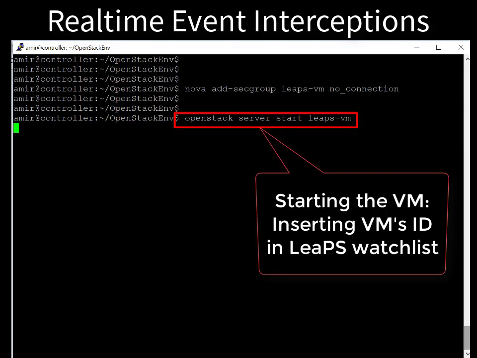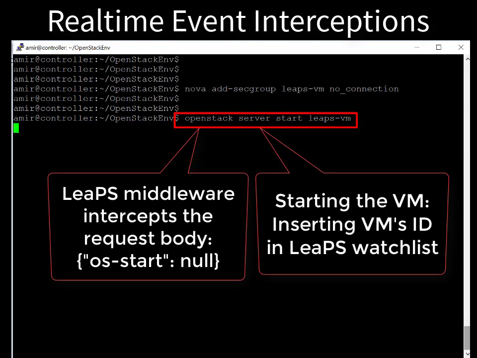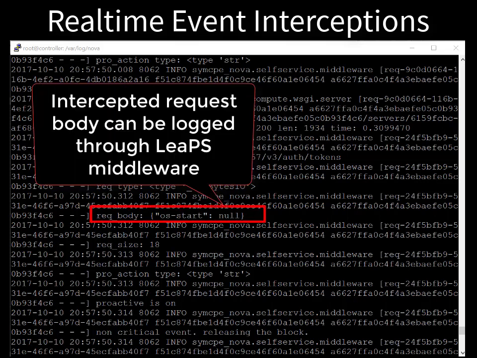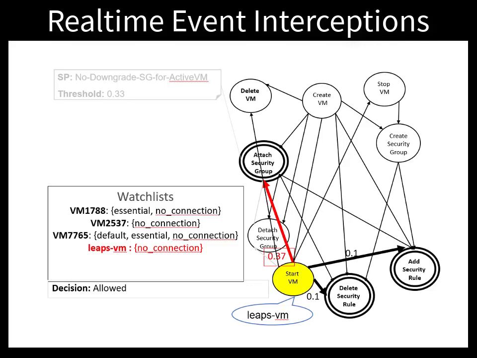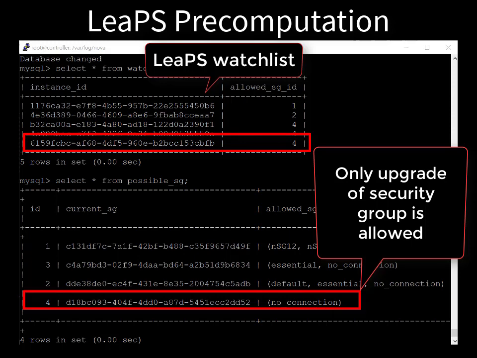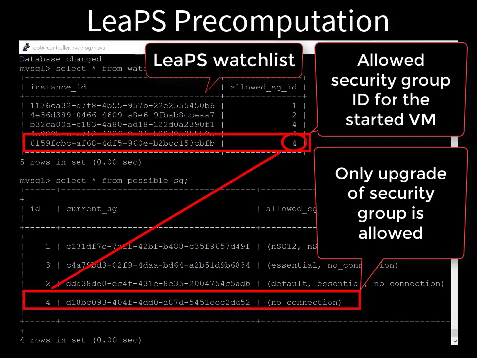At this point, the VM is started by the user. The body of the request can be inspected by our middleware. Also, the inspected request body can be logged through our LeaPS middleware in Nova log files. Here we see that the related watchlist to the security property no downgrade of security group has been pre-processed. Expectedly, for LeaPS VM being attached to no connection security group, the only allowed security group is no connection, since this is the most restricted security group.